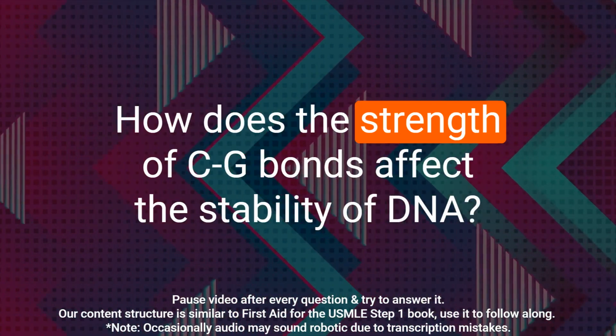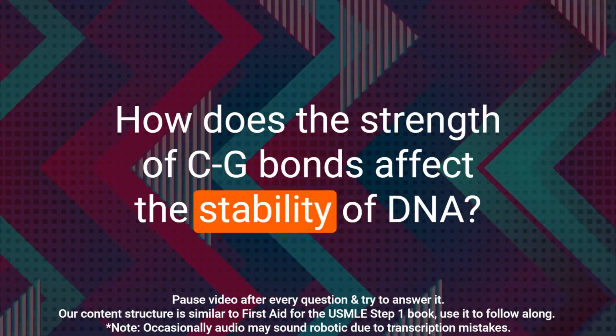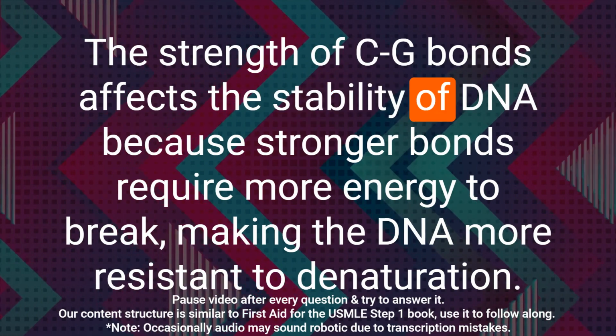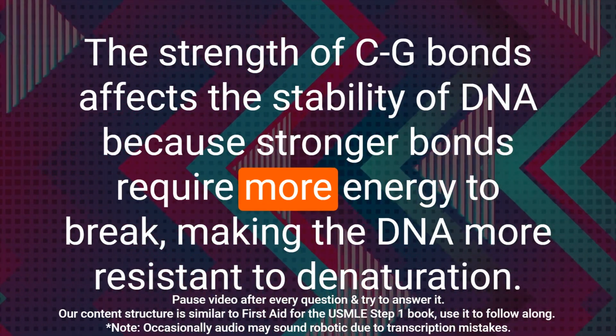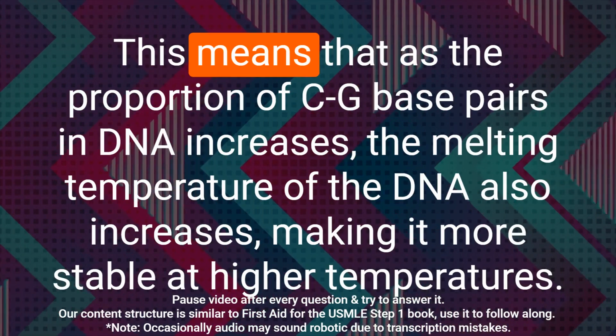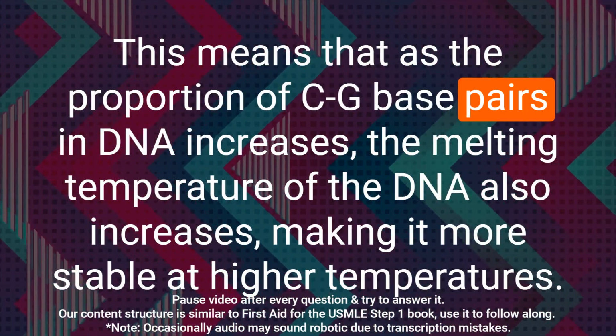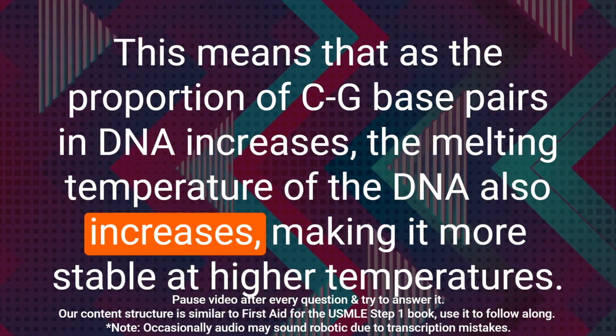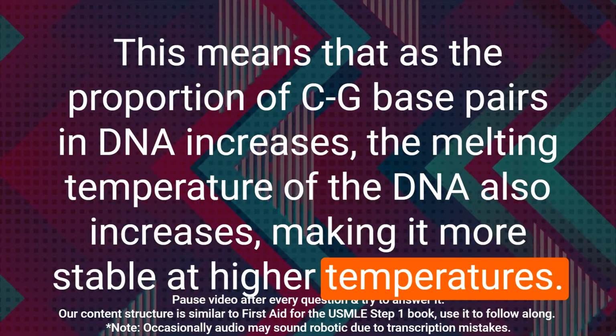Question: How does the strength of CG bonds affect the stability of DNA? Answer: The strength of CG bonds affects the stability of DNA because stronger bonds require more energy to break, making the DNA more resistant to denaturation. This means that as the proportion of CG base pairs in DNA increases, the melting temperature of the DNA also increases, making it more stable at higher temperatures.